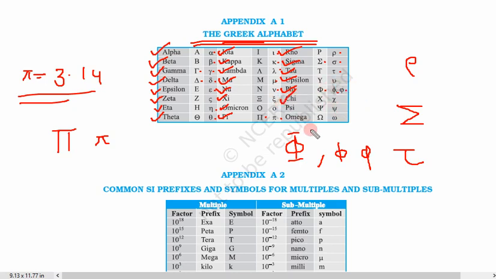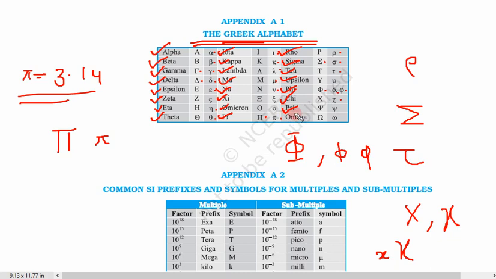This is chi. Chi is equivalent of x. So capital chi and small chi. What is the difference between small chi and x? X is written small, but chi is written bigger. So this is also commonly used.